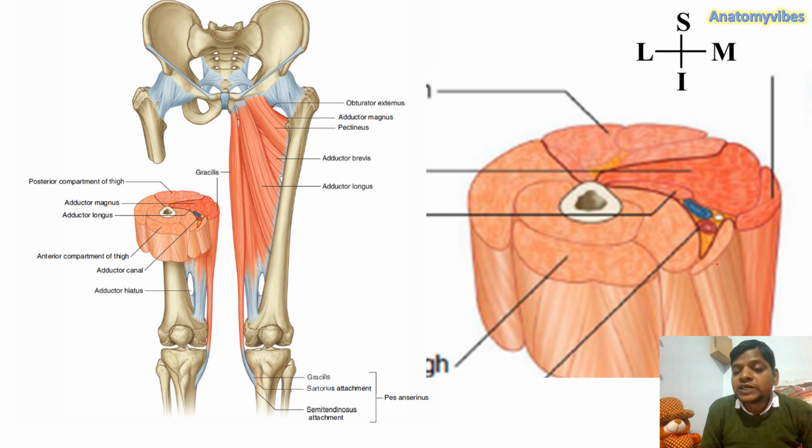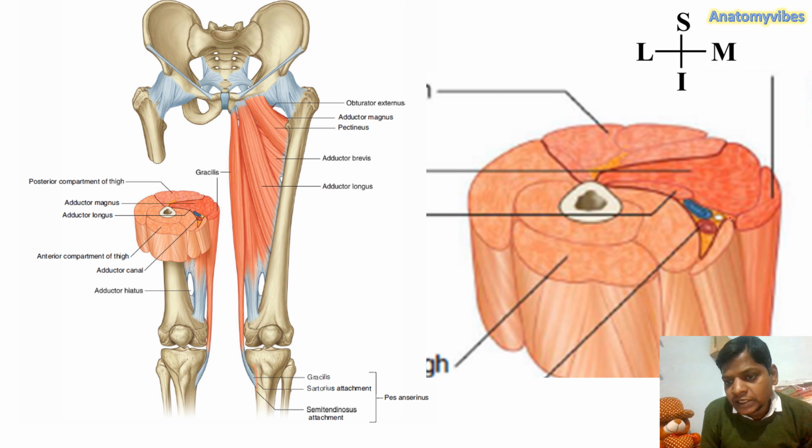Now we have to understand the boundaries. You have to see that deep to the sartorius we have one fascia. Every muscle is covered by fascia. So here subsartorial fascia is there deep to sartorius. This fascia forms the roof of this canal deep to the sartorius, the subsartorial fascia.